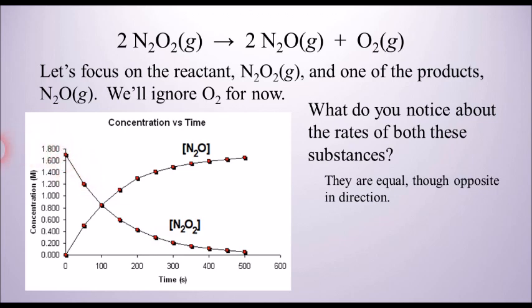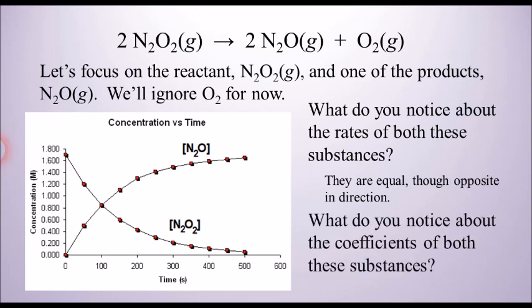And so let's talk about why that's the case. What do you notice about the coefficients of both of those substances? Well, here's N2O2. It's got a coefficient of 2 out in front of it. And then N2O also has a 2 in front of it. So it seems like both of those coefficients are actually equal, as we can see. And so that evidently has something to do with this. When the coefficients of the molecules are equal, well, then that means that the rates are going to be equal as well.